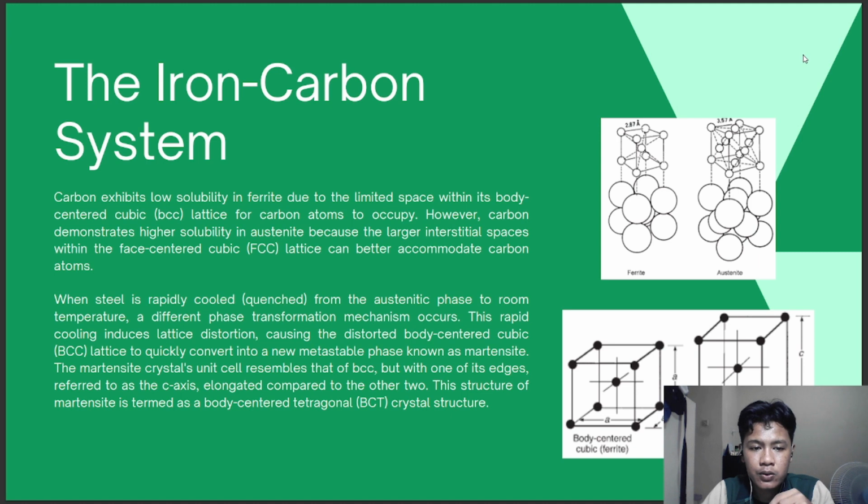When steel is rapidly cooled or quenched from the austenitic phase to room temperature, a different phase transformation mechanism occurs. This rapid cooling induces lattice distortion, causing the distorted body-centered cubic, or BCC, lattice to quickly convert into a new metastable phase known as martensite. The martensite crystal itself resembles that of BCC, but with one of its edges, referred to as the C-axis, elongated compared to the other two. The structure of martensite is termed a body-centered tetragonal, or BCT, crystal structure.